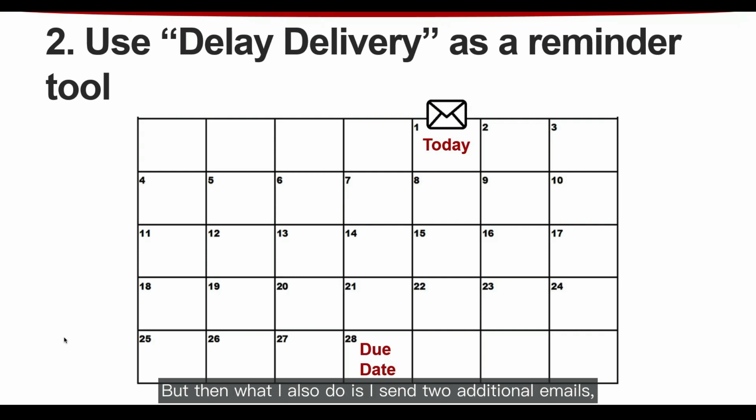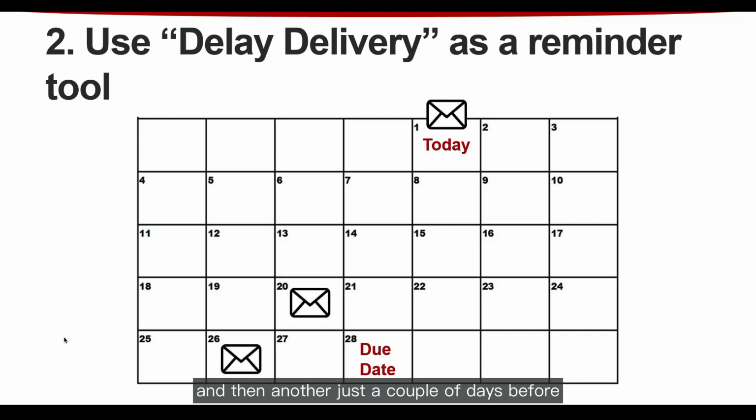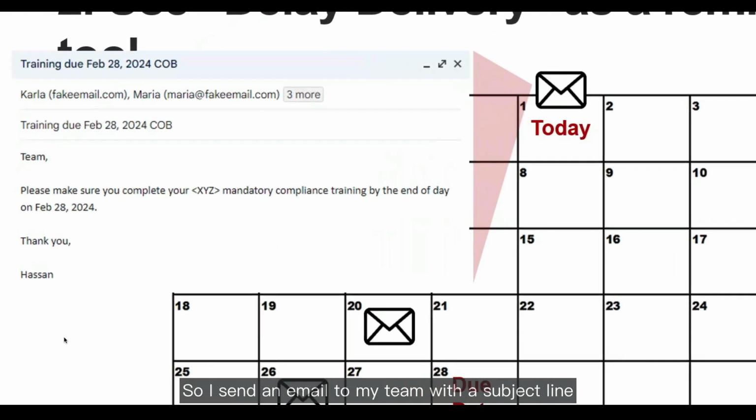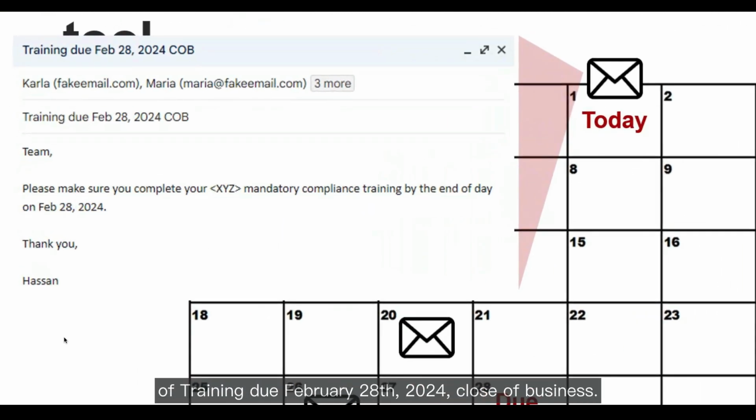But then what I also do is I send 2 additional emails. One around a week early, so let's say on the 20th of February, and then another just a couple of days before as a final reminder. And here's an example of what goes into those emails. So I send an email to my team with a subject line of training due February 28, 2024, close of business. And I ask my team to please make sure you complete your XYZ mandatory compliance training by the end of day on February 28, 2024.